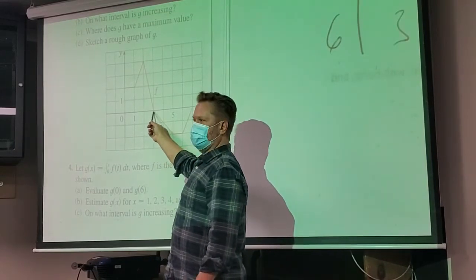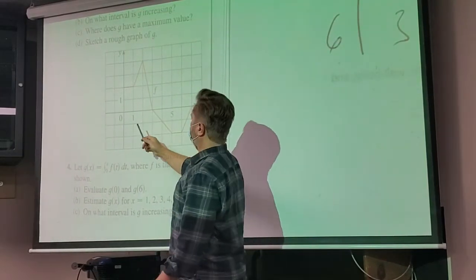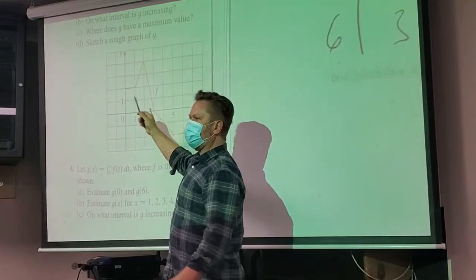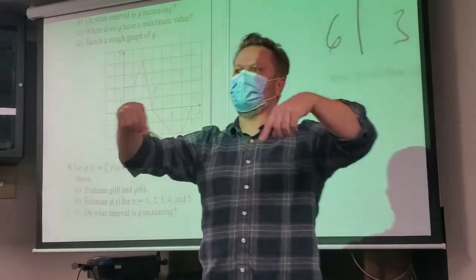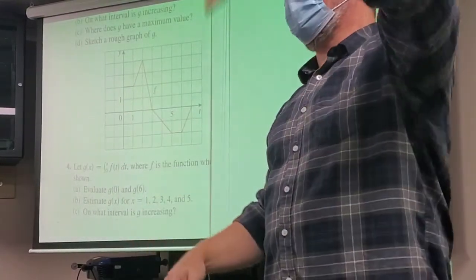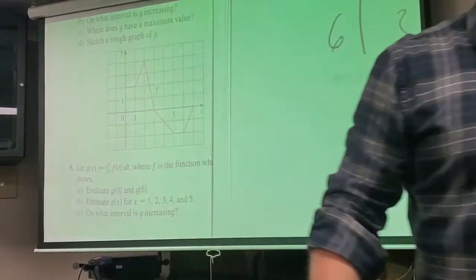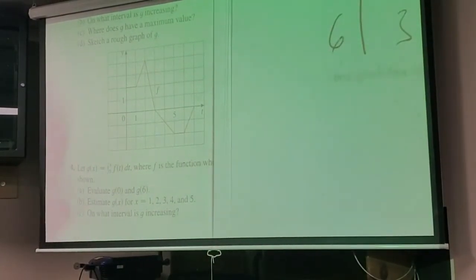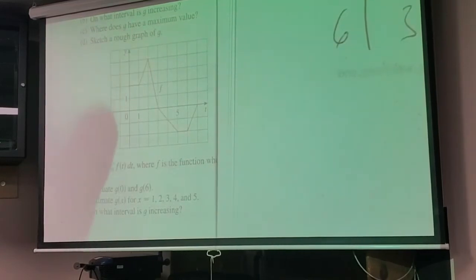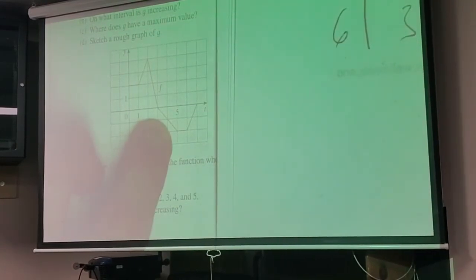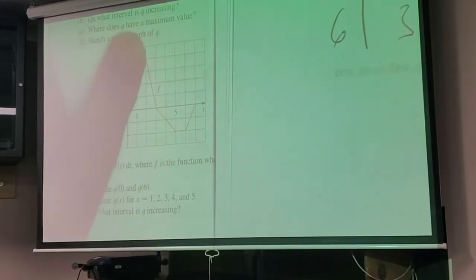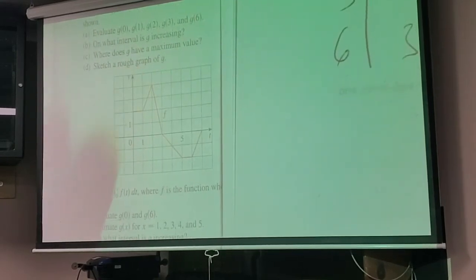3. I like it. At t equal to 3, it's going to stop accumulating area and start losing area. So g is going to start to decrease at that point, right? So that's a relatively easy question. On what interval is g increasing, from 0 to 3? Where does g have a maximum value? That should also be pretty straightforward.